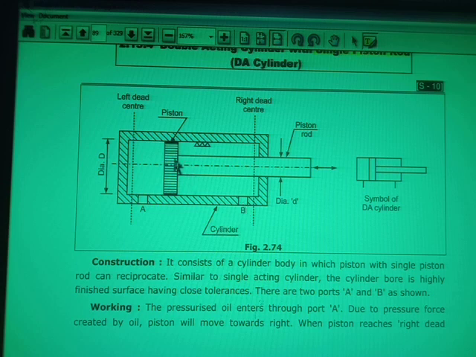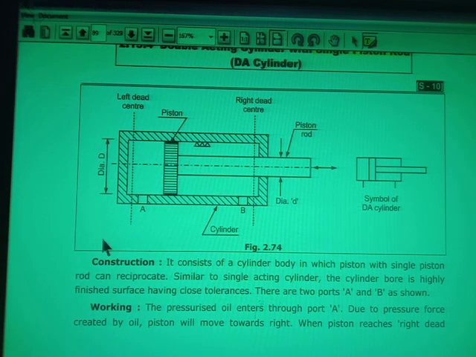Here is the piston. The piston is connected with the piston rod. Then there are two positions. This is the left dead position, the extreme position. The piston will come up to here maximum, and this is the right extreme position. The piston will move maximum up to here. So how does this double acting cylinder work?